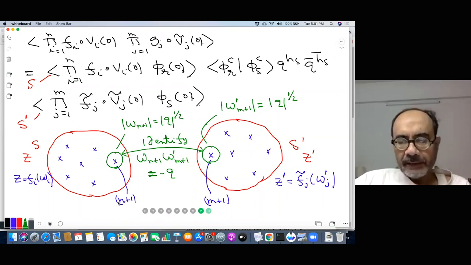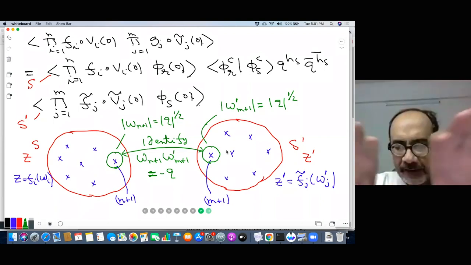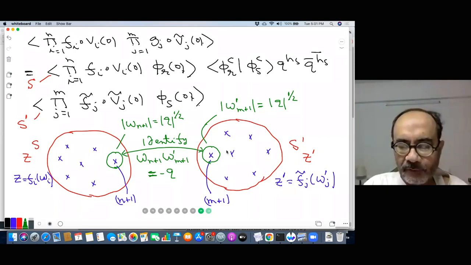Now, why am I doing this? The purpose of doing this is to show that once you make this identification, these two spheres that you have get glued together into a single sphere. What I'm going to argue now is that the glued sphere that you get here is precisely the left hand side. That's the glued sphere.